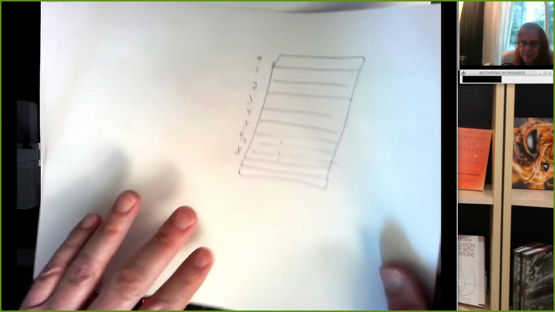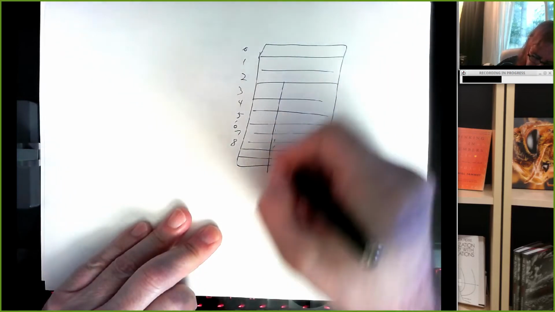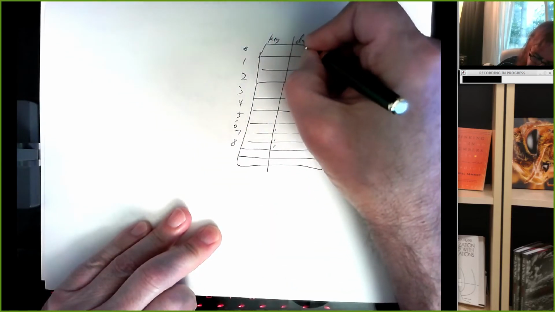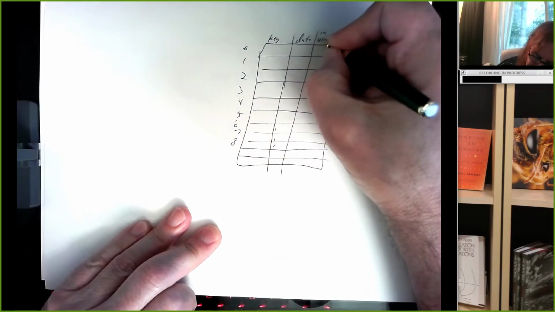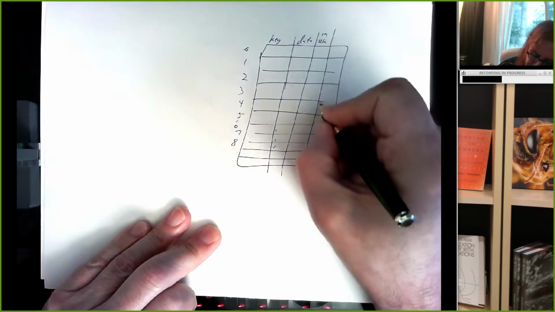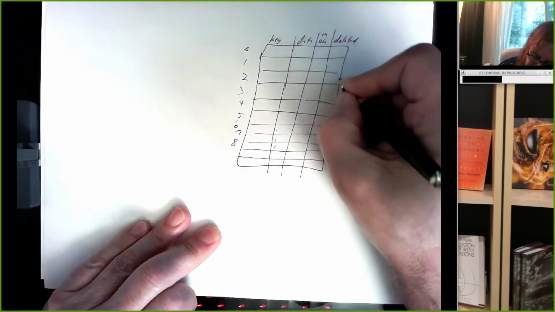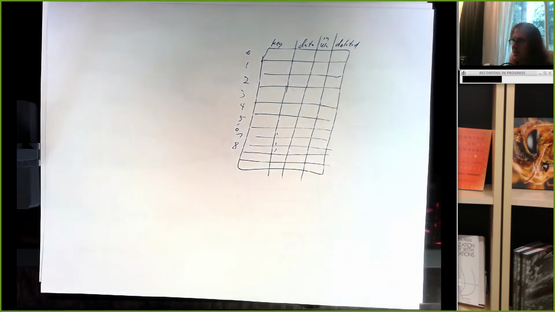So our hash table needs to have a key, it needs to have a data, it needs a flag saying if this block is in use, and it needs a flag saying whether something's been deleted. And deleted is more than just not in use.